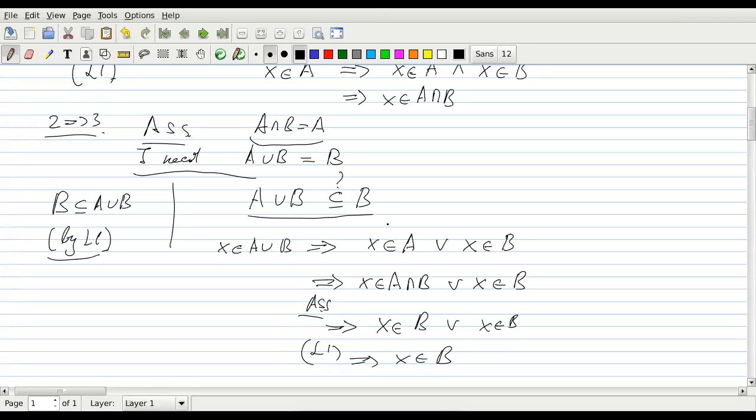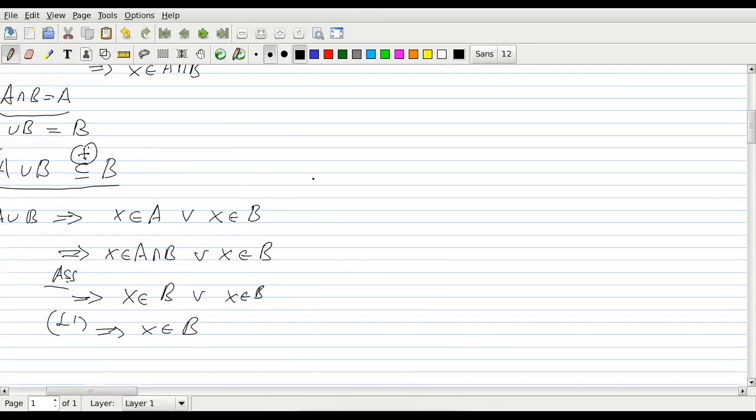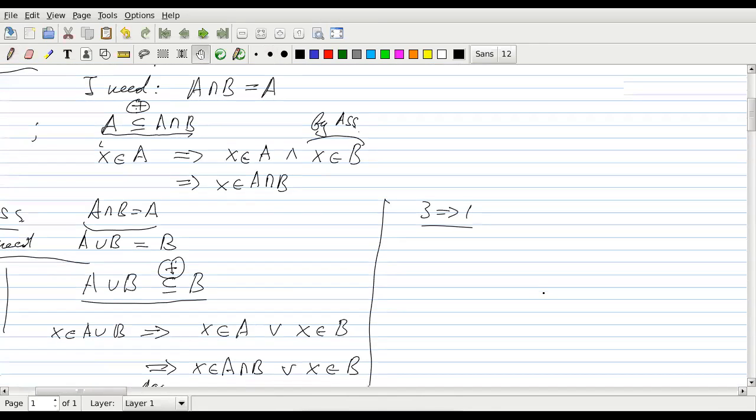So I think this is quite clear as well, isn't it? Any questions? No. Okay. And the last step, the last implication, it is also very easy.